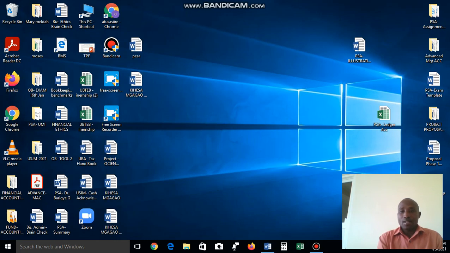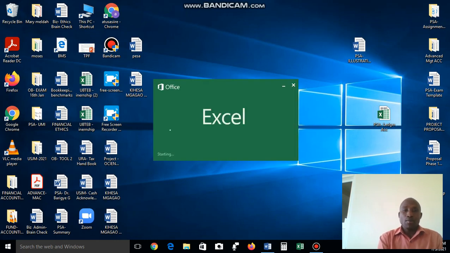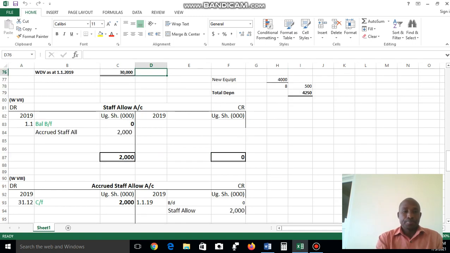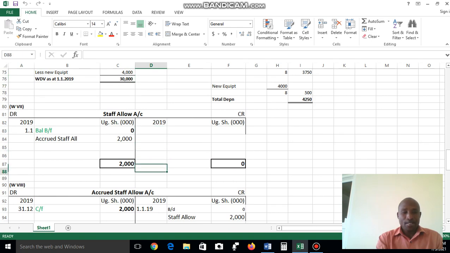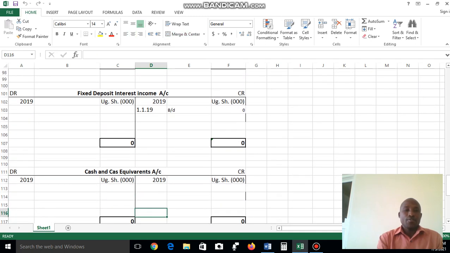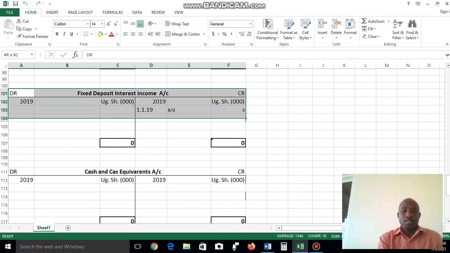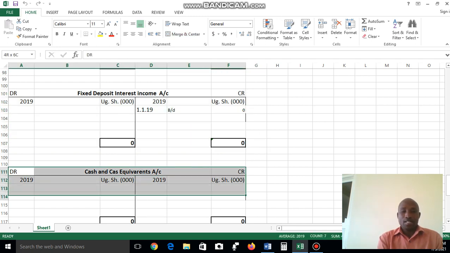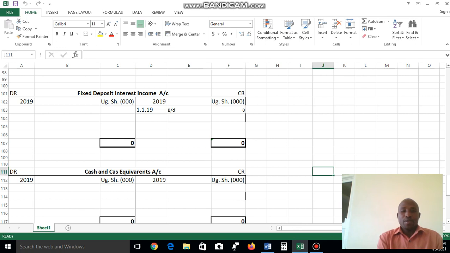So we come, as we've been doing, and log into our ledger accounts. We had finished staff allowances, then accrued staff allowance. So we have to open a ledger for fixed deposit interest income here. We also have to open a ledger for cash and cash equivalents here. Recognition of receipt of interest is a benefit to the entity, therefore we shall have to recognize it.